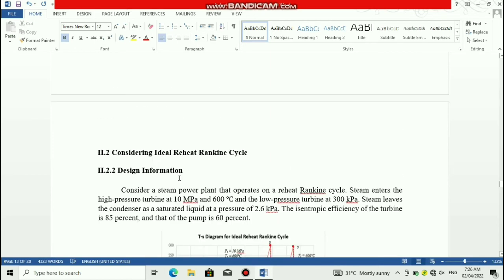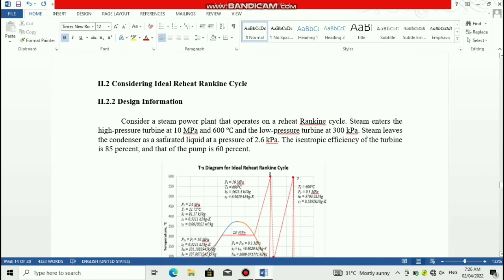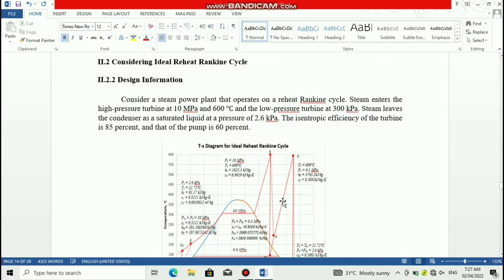Then for the next, we consider the ideal reheat Rankine cycle. For the design information, consider a steam power plant that operates in a reheat Rankine cycle. Steam enters the high-pressure turbine at 10 MPa and 600 degrees Celsius, and the low-pressure turbine at 300 kPa. Steam leaves the condenser as a saturated liquid at a pressure of 2.6 kPa. The isentropic efficiency of the turbine is 85%, and that of the pump is 60%. So this is the diagram for the ideal reheat Rankine cycle.